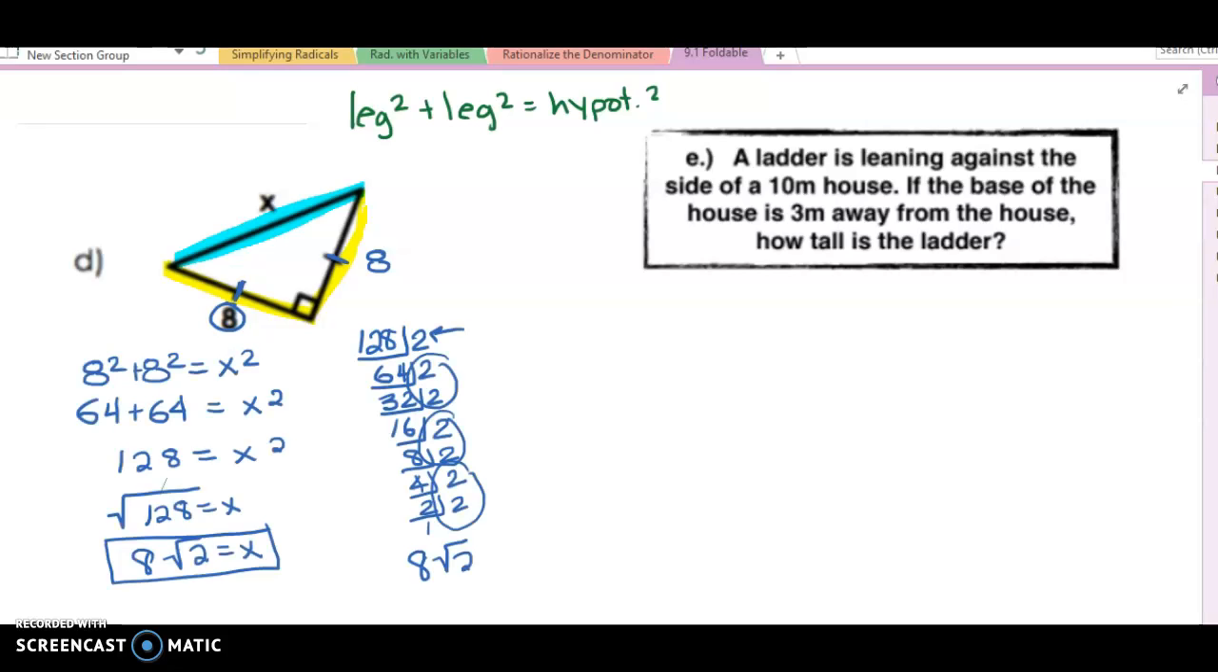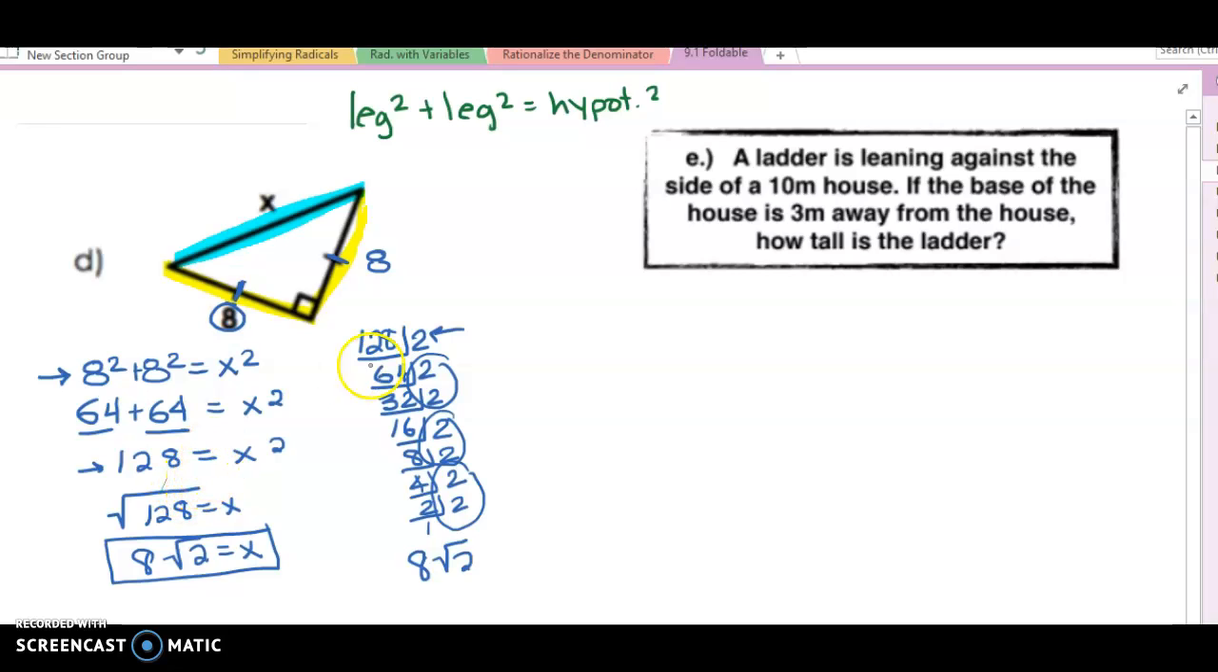All right, so my leg squared plus my leg squared is my hypotenuse squared. So my leg squared is yellow. So 8 squared plus 8 squared equals my x squared. So I set up my equation here. Remember, 8 squared is 64. And when you add the two 64s, you get 128 equals x squared. To undo a square, you have to take the square root. So you get square root of 128 equals x.